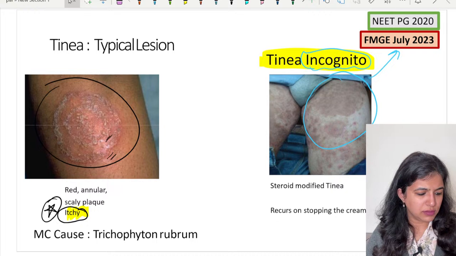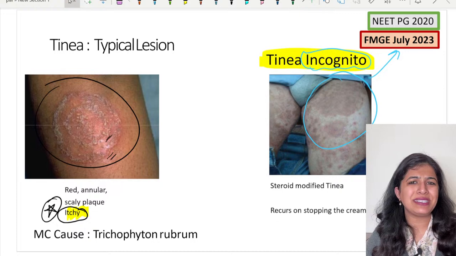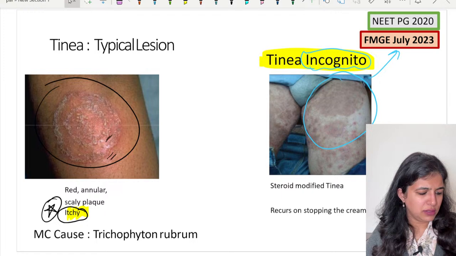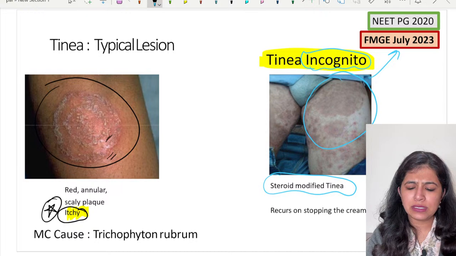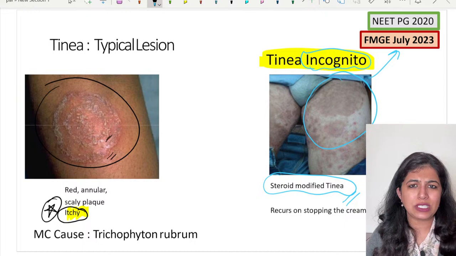Okay, so coming to tinea, here what we have is a red annular itchy plaque with scaling, vesicles and pustules. When the patient is applying steroids, steroid modified tinea is called tinea incognito. This was the question in the July 23 exam.